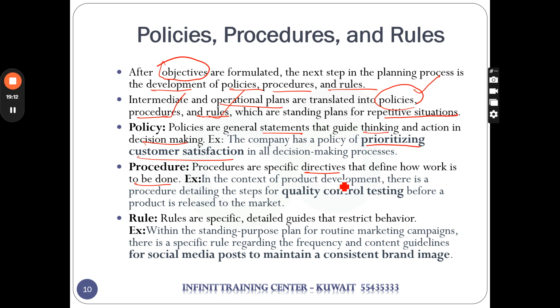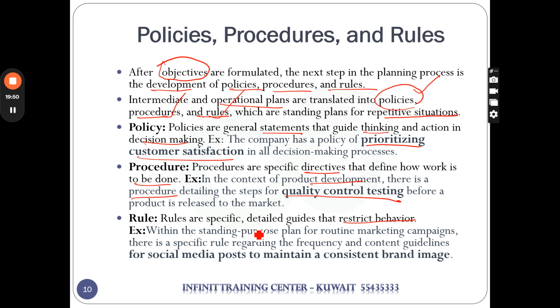Example, in the context of product development, you are going to develop a product. So there is a procedure detailing steps for quality control testing. So you have a procedure mentioning the steps you have to go through to make sure the quality is high for your product. So that's what a procedure is. Then rules. Rules are specific detailed guides that restrict behavior.